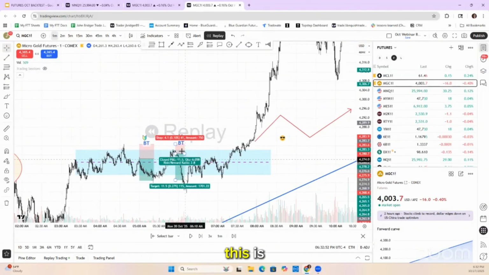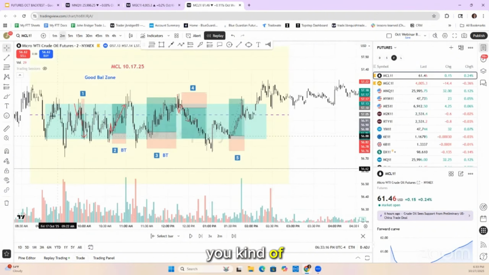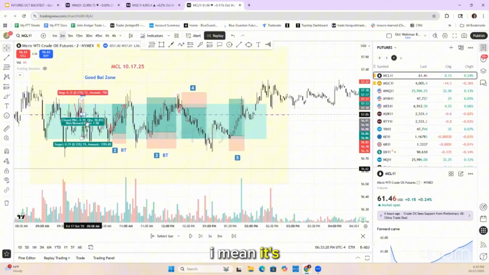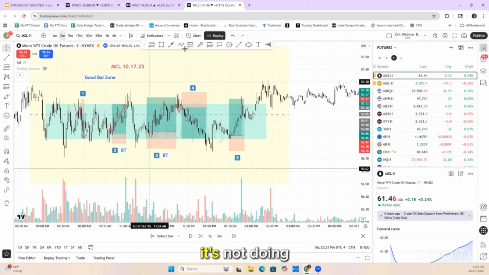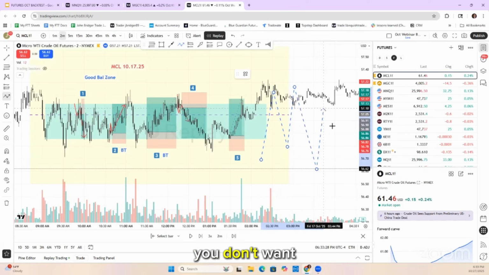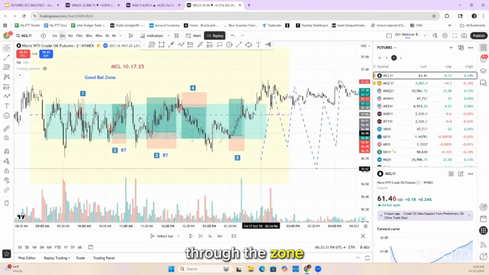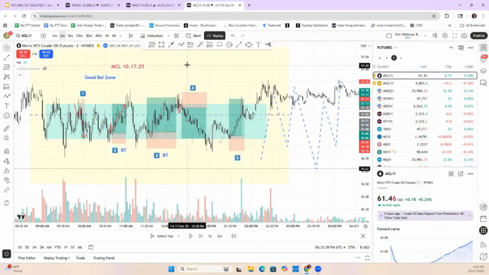So this is gold here. You kind of see how organized it is. I mean, it's following a clean pattern, right? It's not doing this, it's not doing this in one candle move, right? You don't want to see rapid movements through the zone. Like this is getting pretty fast here. You really want to see this, because that shows that it's staying within balance.